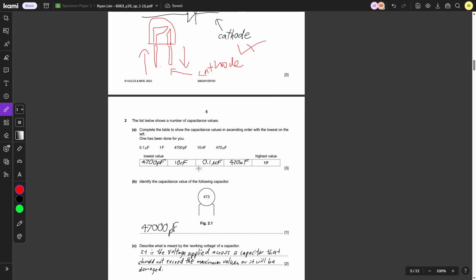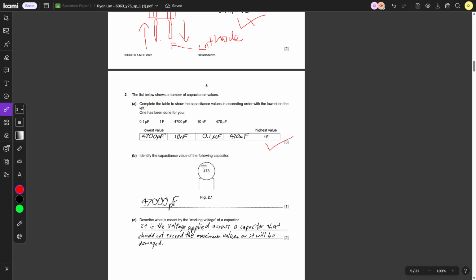Next, the list shows a number of capacitance values. Complete the table. Show the capacitance values in ascending order, lowest to highest. Okay. Pico, nano, micro. Okay, this is correct. Then this will be in picofarads. Yes, it will be 47. And then the third one. Oh, okay.